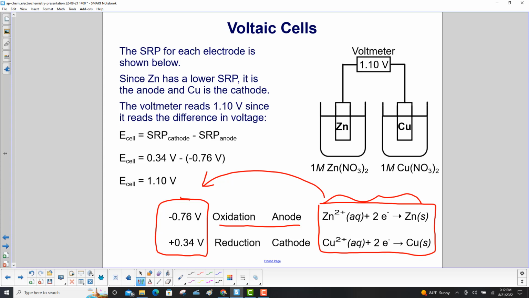And the voltmeter reads 1.10 volts since it reads the difference in voltage. It'll be the SRP of the cathode, which is 0.34, minus negative 0.76. And that's from the anode. Take the difference and you get E cell is 1.10 volts.